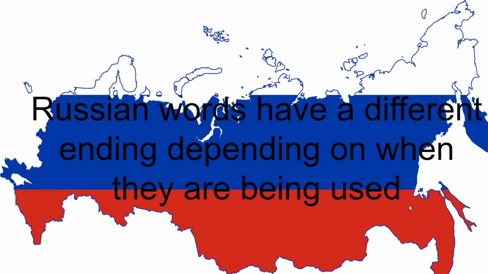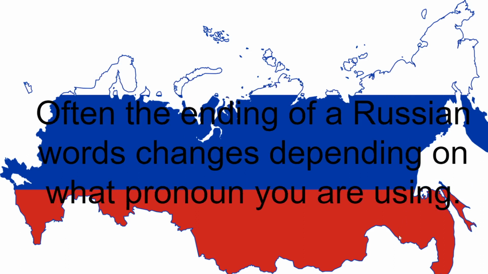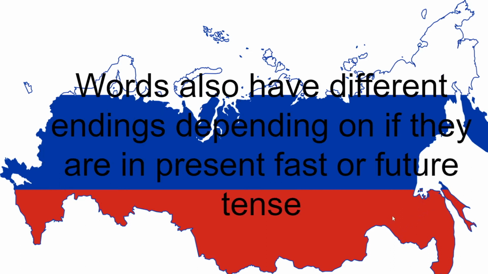Russian words have different endings depending on when they're being used. Often the ending of a Russian word changes depending on what pronoun you're using. Words also have different endings depending on if they are in present, past, or future tense. It says fast here, that's just a typo, ignore it.